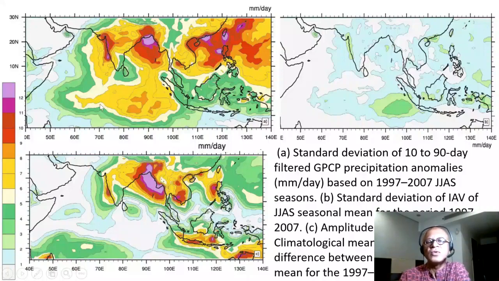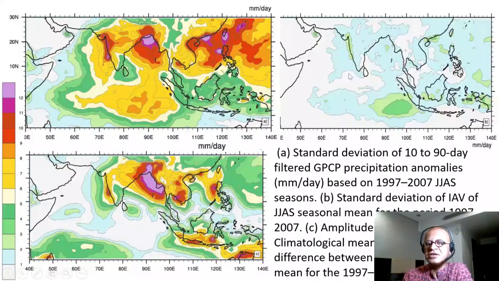Okay, so what do we see here? If you look at the standard deviation of filtered data, when you take the total signal and filter it at certain time scales, 10 to 90 days, or intraseasonal oscillation, intraseasonal variability time scale, the explained variance that remains when you do this filtering is always critical, but we don't discuss that too much. But it is important, of course.